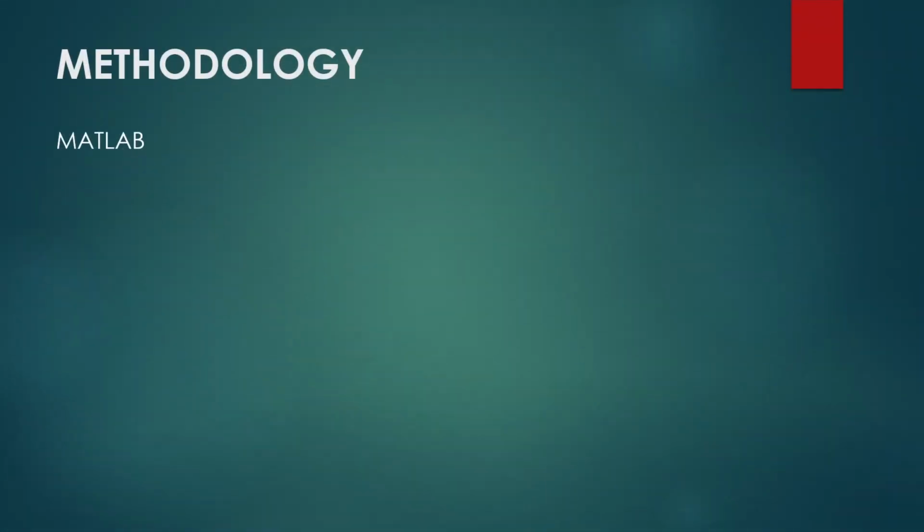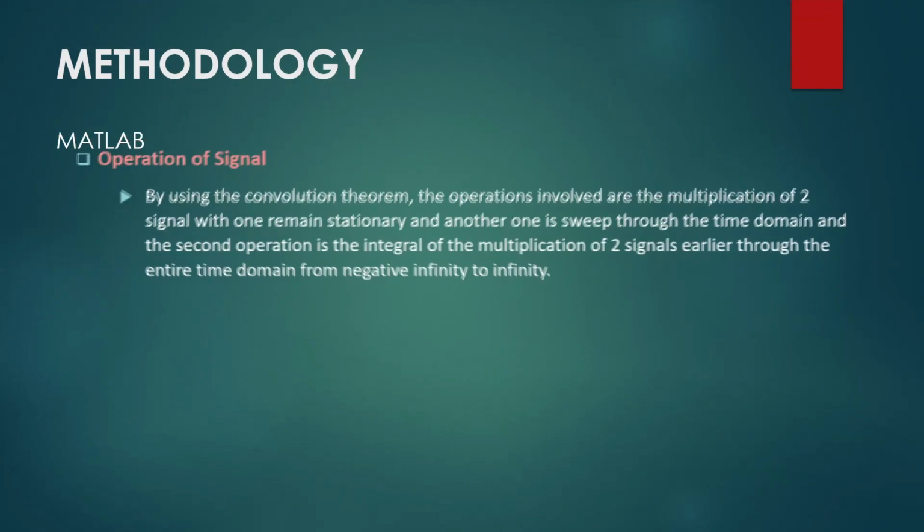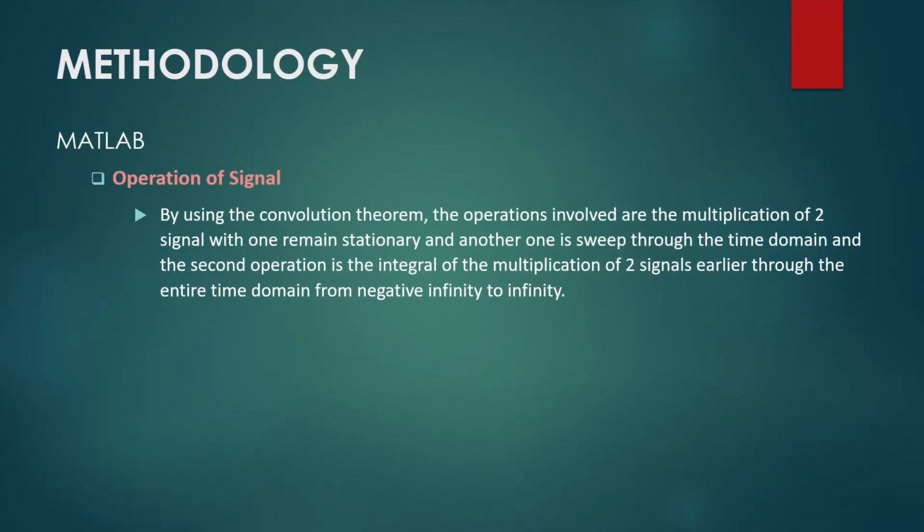Operation of signal. By using the convolution theorem, the operations involved are the multiplication of two signals, with one remaining stationary and the other swept through the time domain, and the second operation is the integral of the multiplication of the two signals earlier through the entire time domain from negative infinity to infinity.